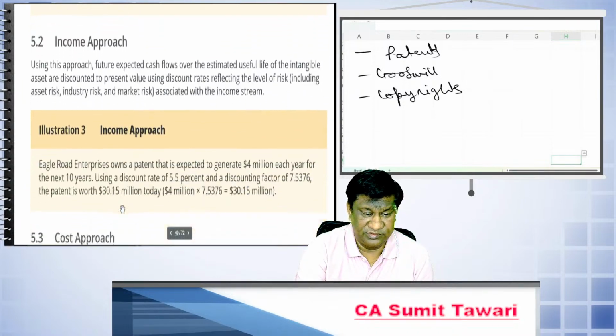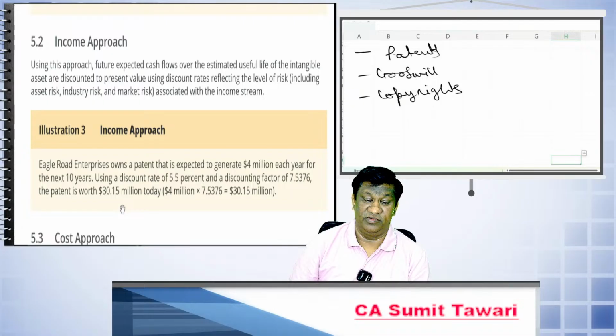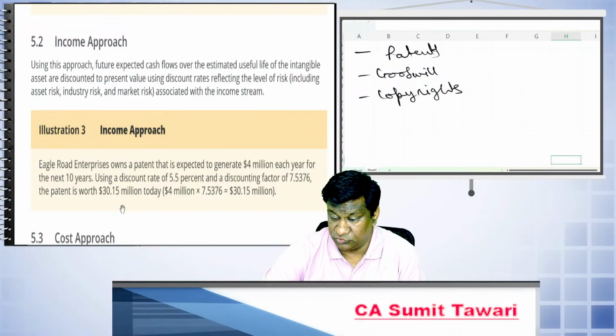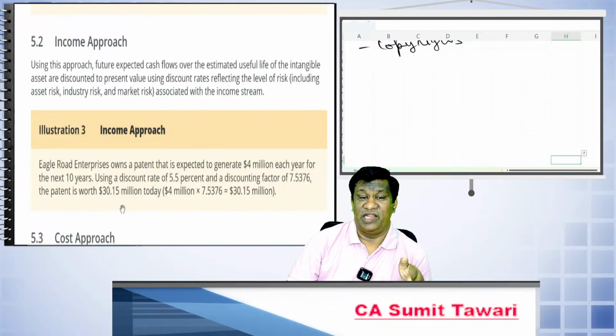Income approach. Using this approach, the future expected cash flows over the estimated useful life of the intangible asset are discounted to present value using a discount rate reflecting the level of risk. So if because of the use of any intangible asset I am earning some amount, I need to discount that and calculate the present value.